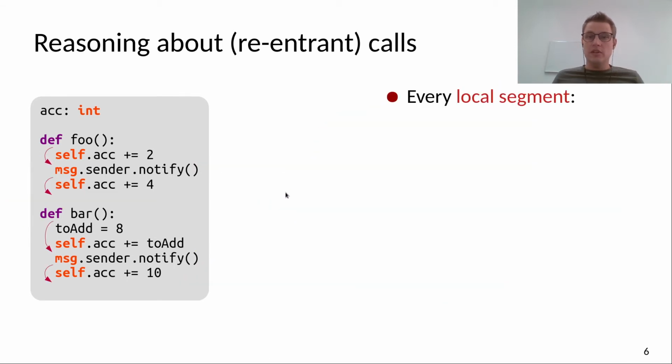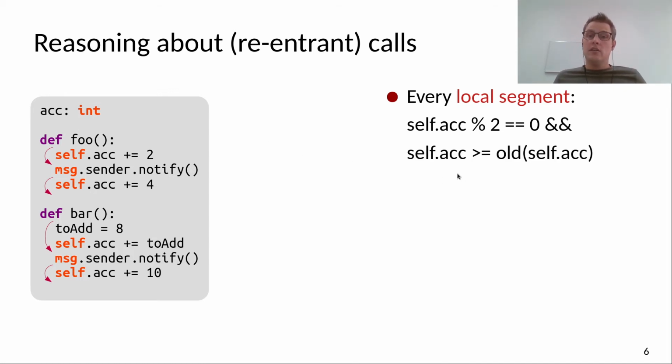So if we write this down, at the end of every local segment, we have an even value in the accumulator, assuming it's even in the beginning, and its value will now be greater or equal than it was at the beginning of the local segment. That's true for every segment in our contract. And so we call this a segment constraint. And if we've proved this for every local segment in our contract, now this can tell us something about the effect that the call to notify can have.